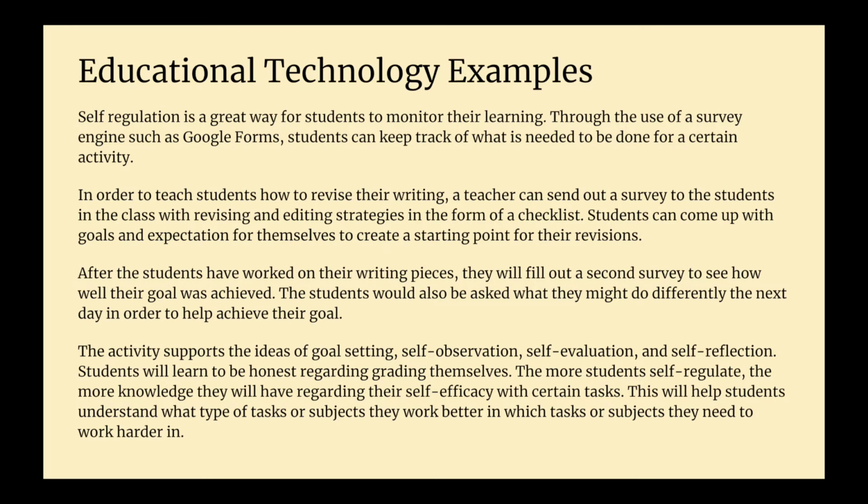The teacher will send out a Google form listing the strategies the class can use. The students have to pick 3 strategies they are going to use and set a goal for themselves. At the end of the writing period, students reflect on how well they kept to their goal and what they can do better the following day to meet their goal if it had not already been met. The activity supports the idea of goal setting, self-observation, self-evaluation, and self-reflection.